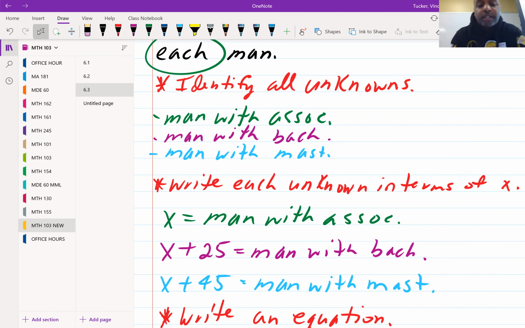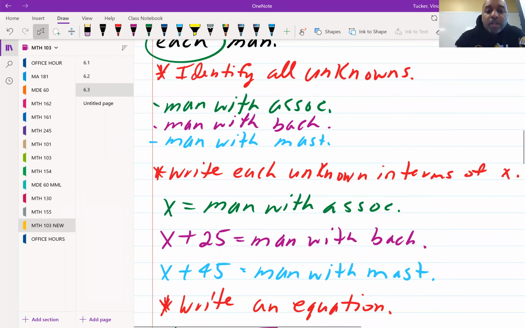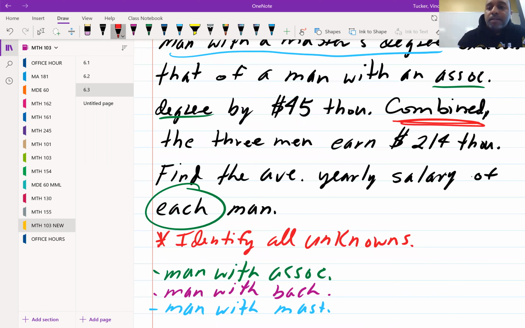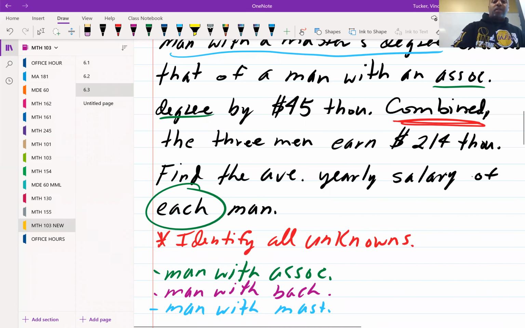All right. Next step, write an equation. So the key word here that's going to help us do that is combine. We're talking about combining something, adding them together. So it says combine, the three men earned $214,000.